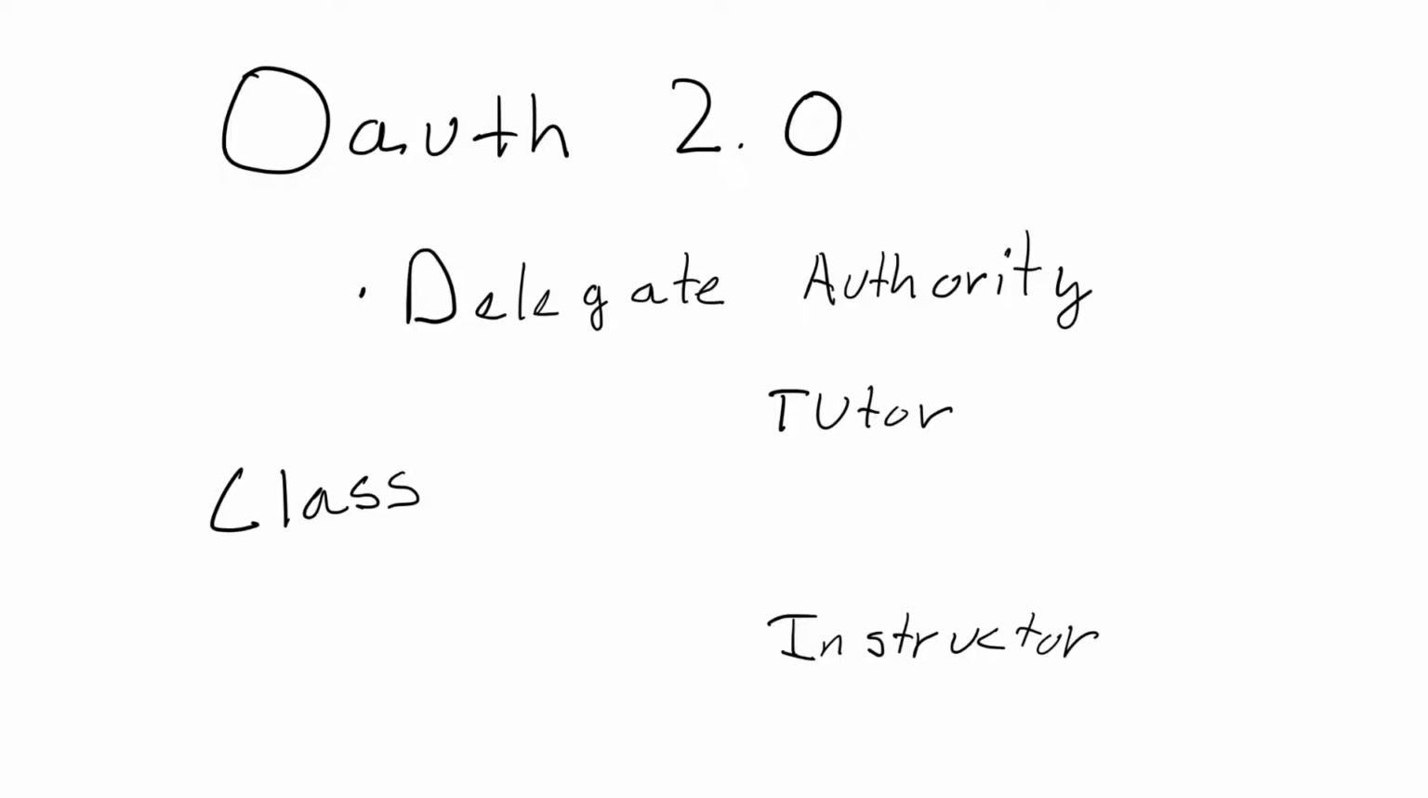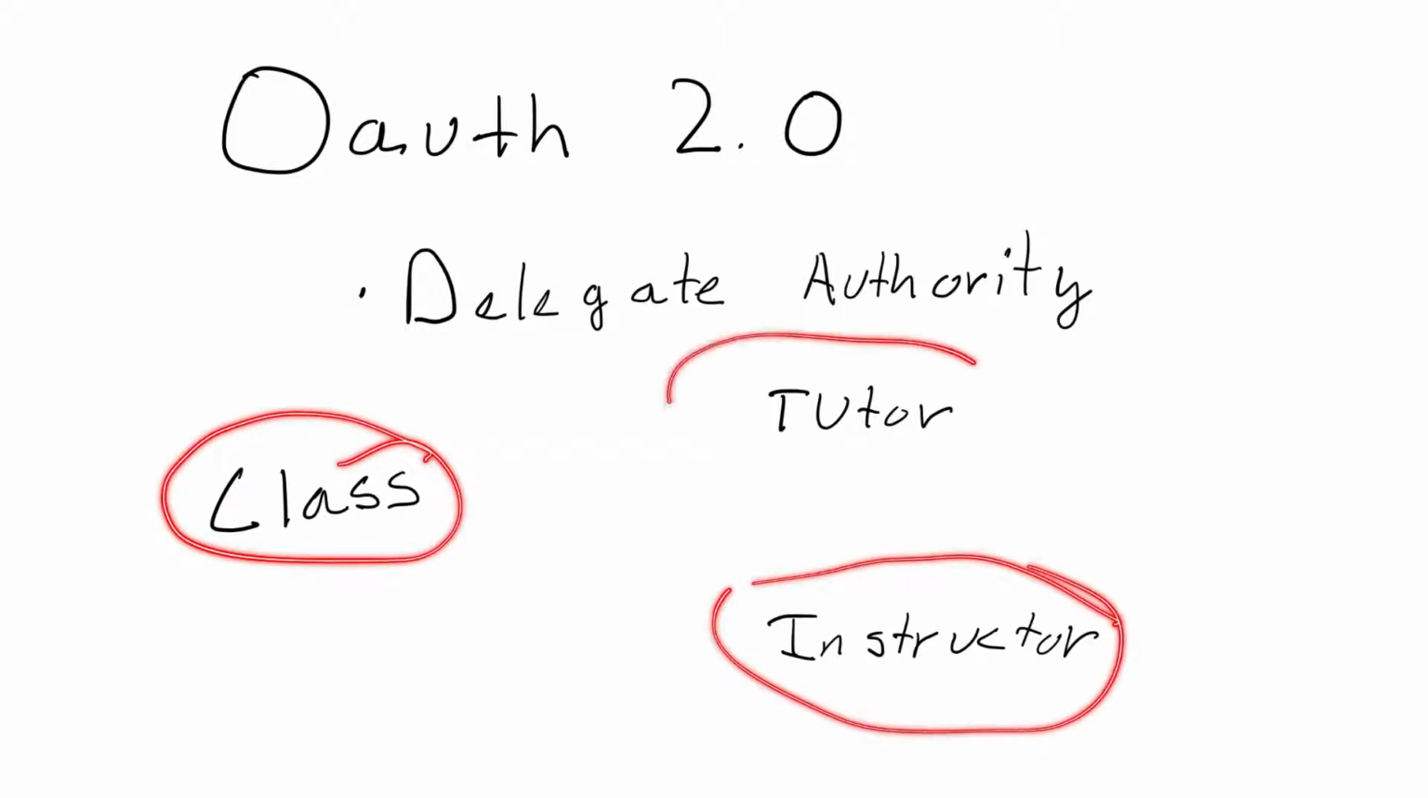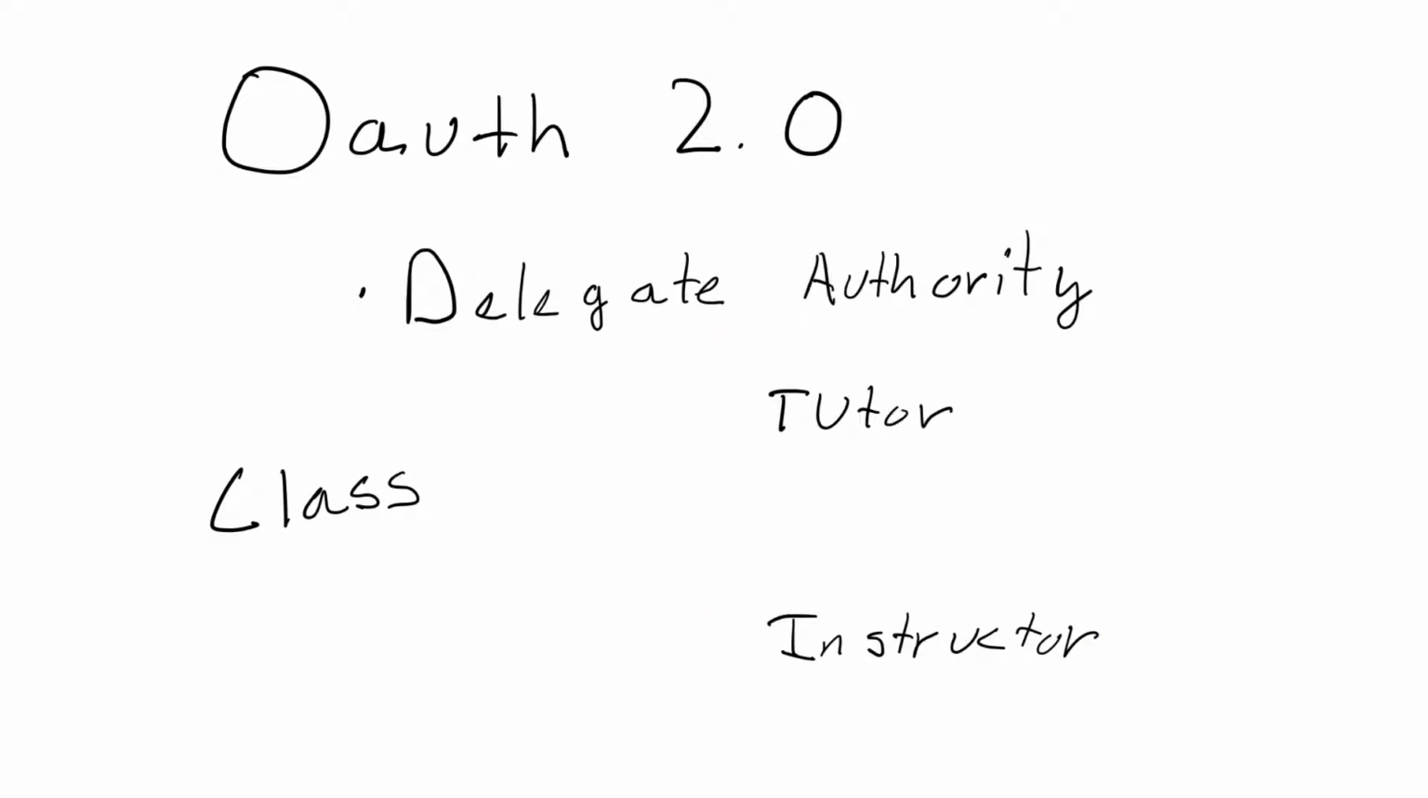OAuth is mostly about delegating authority. Now, to explain what delegating authority is, I'm using this example where I have a class and there's an instructor and there's a tutor for the class. Now, this tutor might be taking another class from the same instructor.